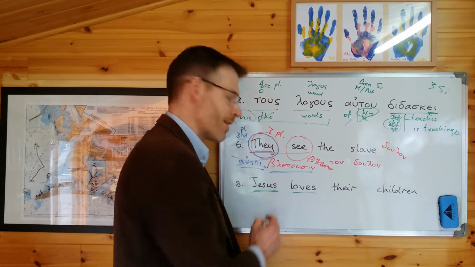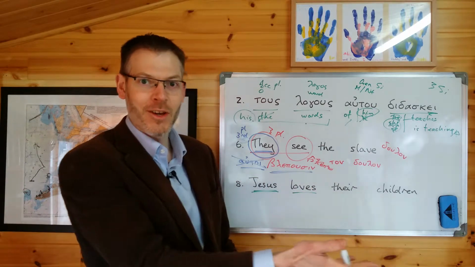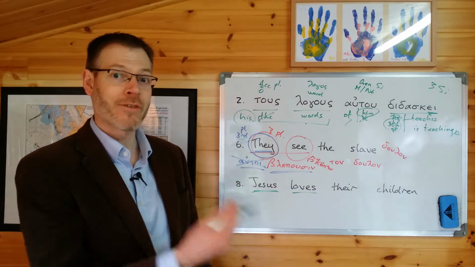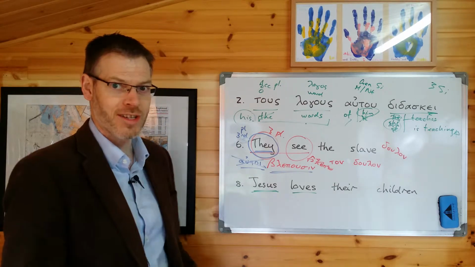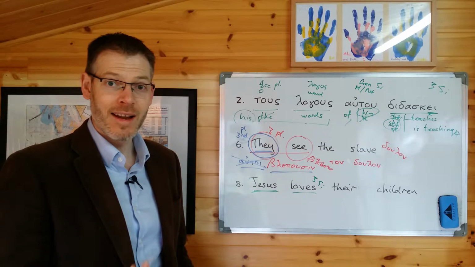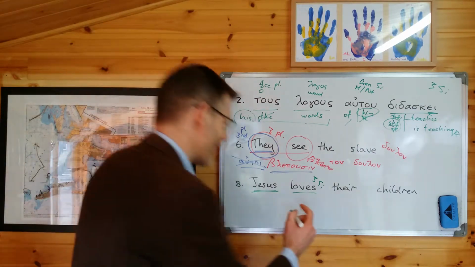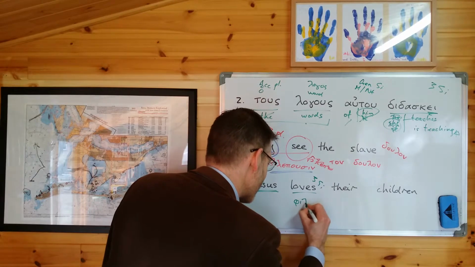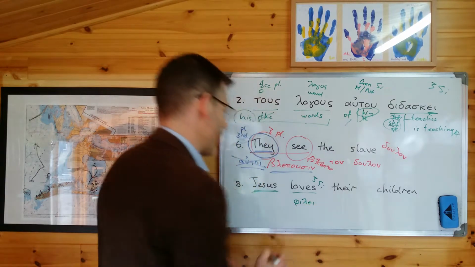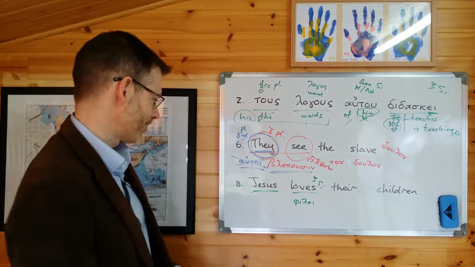It's Jesus. And if it's a lexicalized third person who is doing the action, then we need to put the verb in the third person. And there's only one Jesus, so we want the third person singular of the verb I love. I love is philo. So philo, philes, philei. He loves. Verb. Subject.